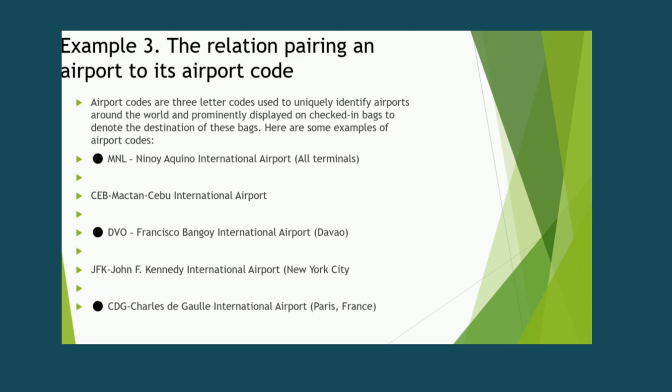Example 3. The relation pairing an airport to its airport code. Airport codes are three-letter codes used to uniquely identify airports around the world and prominently displayed on check-in bags to denote the destination of these bags. Here are some examples of airport codes.